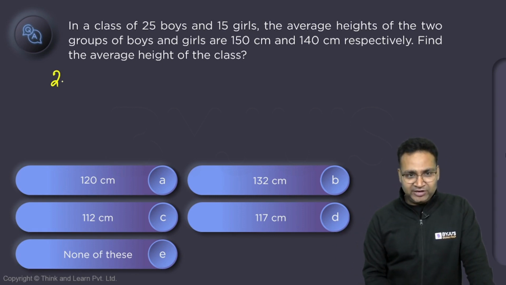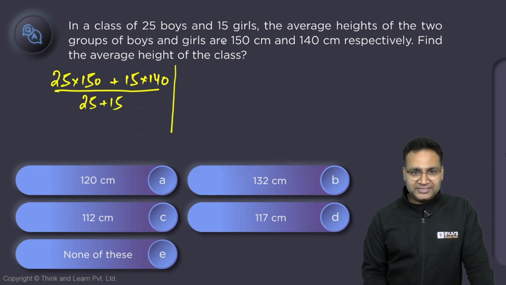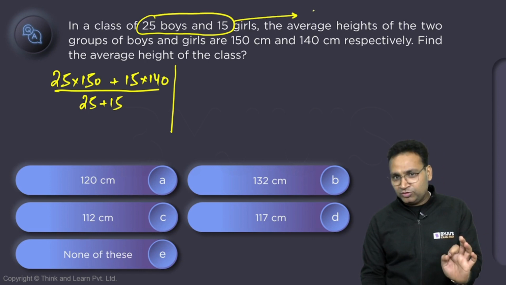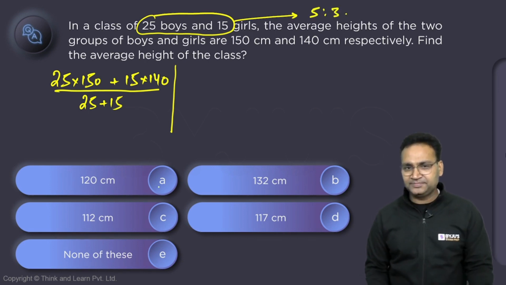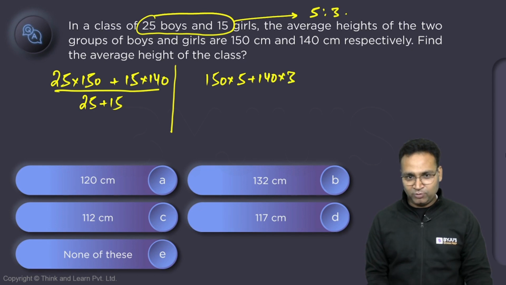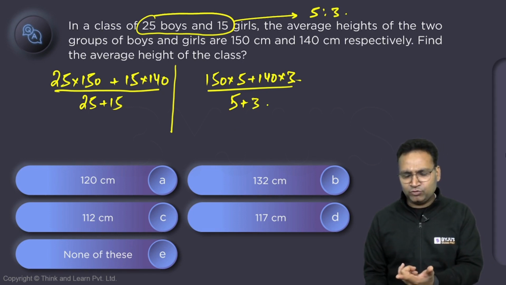One, I say 25 boys into 150 plus 15 girls into 140, divided by boys and girls, 25 plus 15. So that is one approach. Secondly, by understanding that this is a number of boys and girls, I will convert this into the ratio. This is 5, this is 3, right? So I can say this is now 150 into 5 plus 140 into 3, upon 5 plus 3, done, no doubt. Both the ways we can get the answer, 750 and 420.